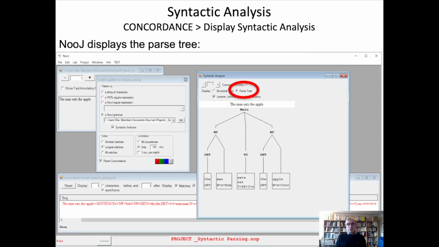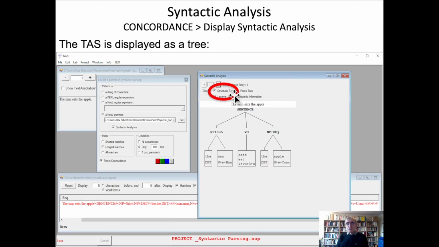And this complicated structure, you can also display as a tree, using the option Concordance, Display Syntactic Analysis. And if you check the option parse tree, it will display the parse tree of the sentence, and if you click structural tree, Nooj will display the structural tree of the sentence.